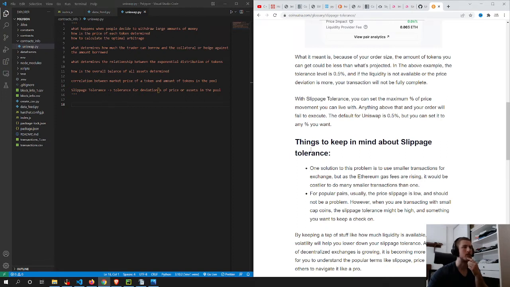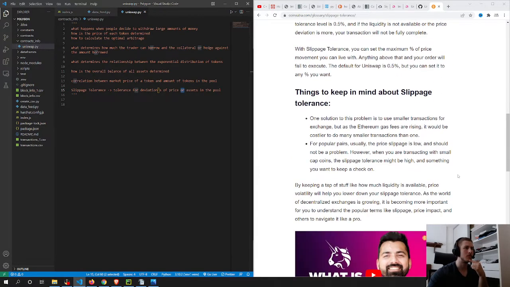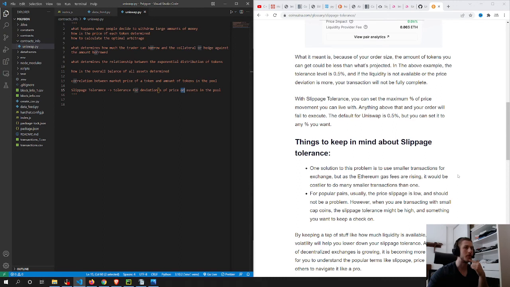I think I'm starting to. So this kind of answers this question that I had in the beginning. What happens when people decide to withdraw large amounts of money? So I guess when you borrow and you offer collateral, you can set up this slippage tolerance. And depending on how much it is, you're going to be liquidated if it reaches the threshold.